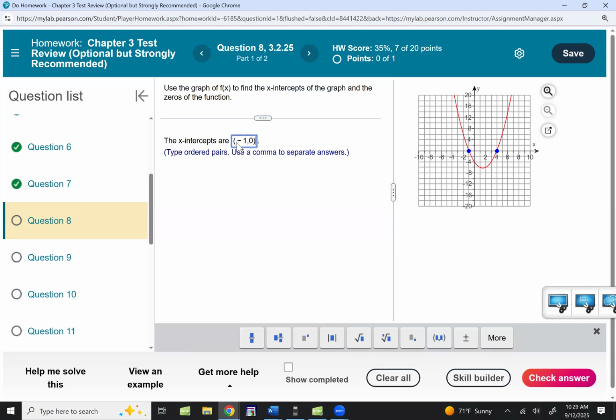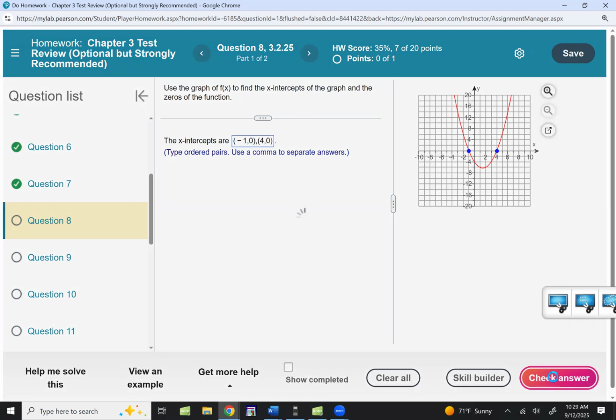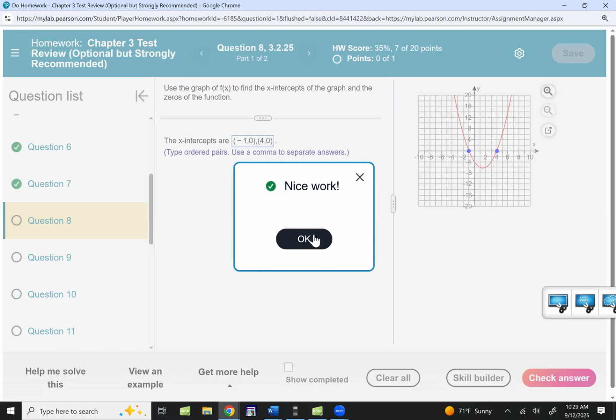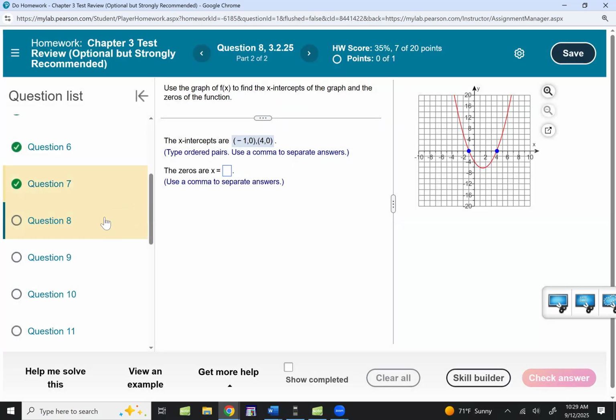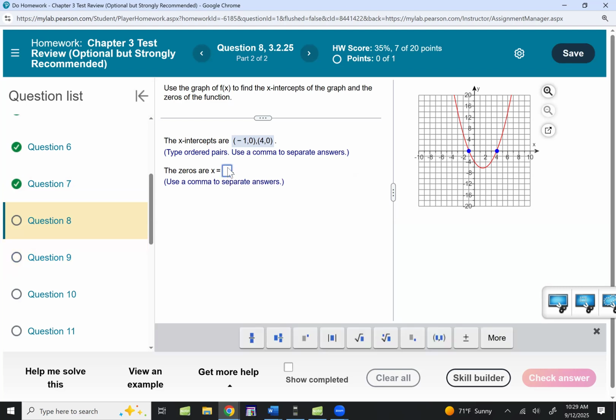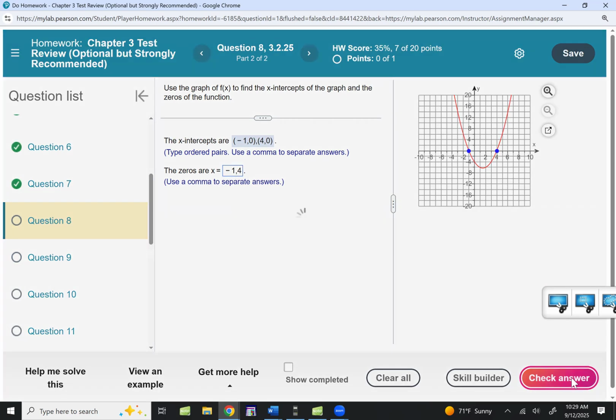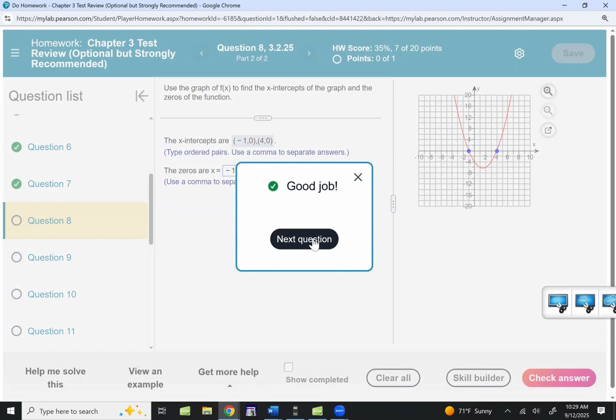Use comma. So we better use a comma, or it will probably mark us wrong, right? We don't want to miss it for something silly like that, where we don't put the comma in. All right, easy. Everybody's going to get that one right as long as we don't have any typos. Okay, so the zeros are -1 and 4, right? Cool. So the first time around, we used ordered pairs. The second time around, we just use the numbers.